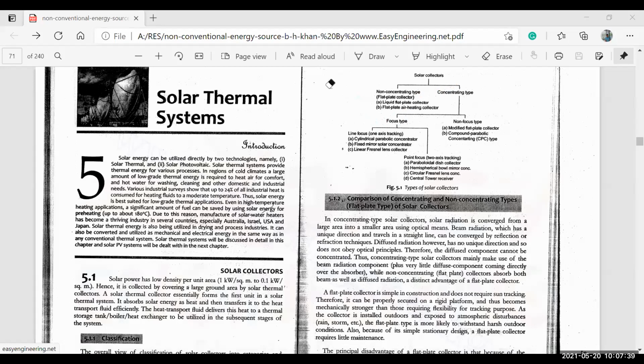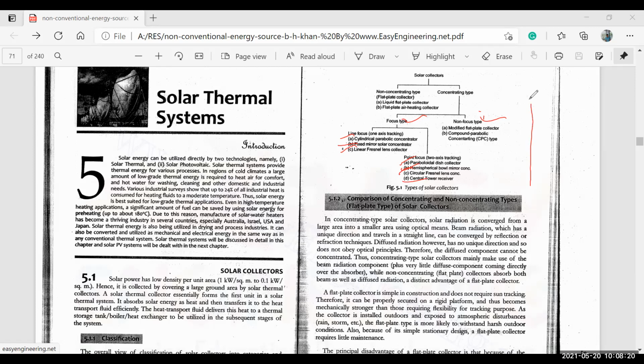In concentrating, again it is segregated into two: line focus and point focus. In line focus, it means one axis tracking. This focus type includes cylindrical, fixed mirror, and linear Fresnel lens collector. Point focus is the parabolic disc collector, hemispheric bowl, circular facet, and central tower receiver.